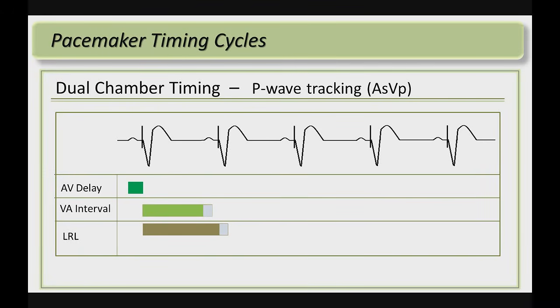This time, the VA interval is beat by another intrinsic P wave that comes in, which is sensed, and therefore we start our AV delay, which times out, and so we pace in the ventricle, starting our VA interval again and our lower rate limit.